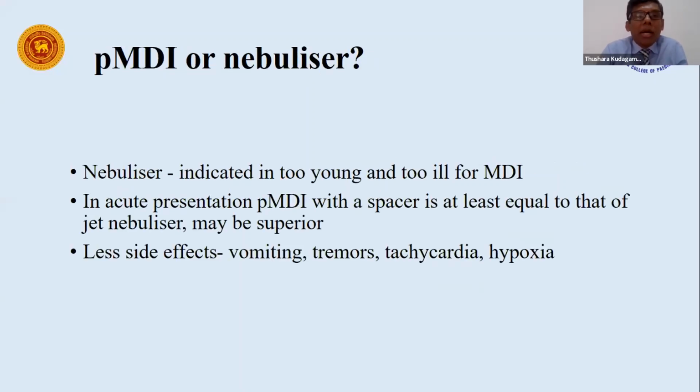Okay, can I use a nebulizer instead of an MDI on my patients? Now, in a very small child who is too ill or too young to use an MDI, you may use a nebulizer. But in an acute setup, when a patient presents with an acute exacerbation, an MDI with a spacer is almost equal or maybe better than a nebulizer in relieving the symptoms. Also, an MDI with a spacer will have fewer side effects like vomiting, tremors, and tachycardia that you see not uncommonly when you use a nebulizer.